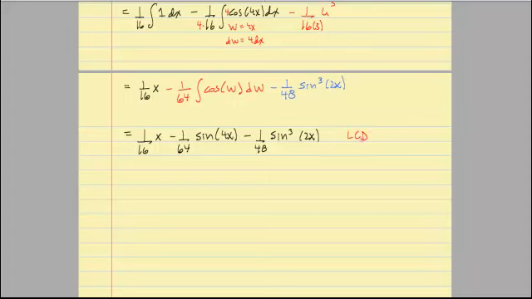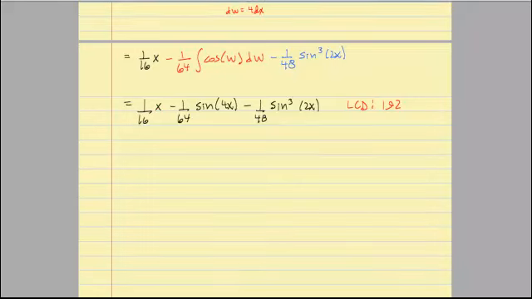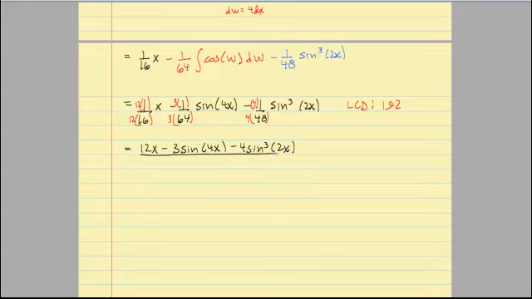And then from here we want to find a common denominator. The least common denominator is going to be the same as it was when I worked the problem before. It'll be 192. So when we find that common denominator, we need to multiply top and bottom here by 12, top and bottom here by 3, and top and bottom by 4 to get that common denominator of 192. So rewriting, I have 12x minus 3 sine of 4x minus 4 sine cubed of 2x all over 192 plus c, the constant of integration.